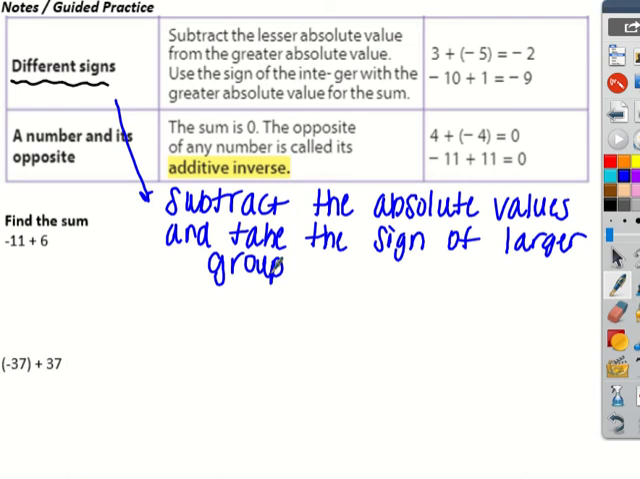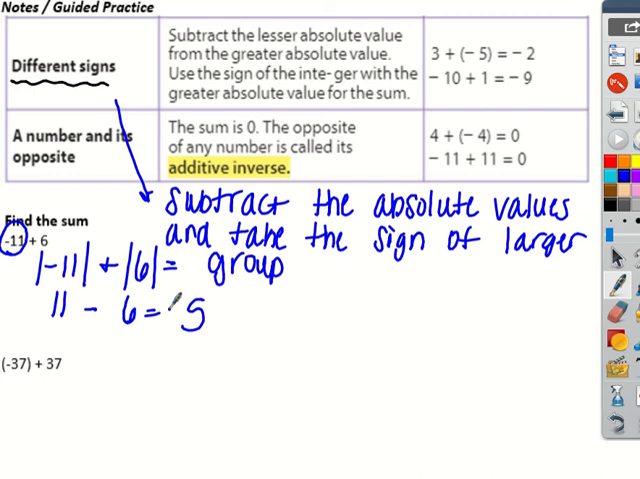And the reason we're going to say larger group, because again, in your head you can think, all right, I have 11 reds and I have 6 yellows. My bigger group is my 11. Okay, so let's tie this back to the absolute value. If I have a negative 11 and a positive 6, the absolute value of a negative 11 is 11. The absolute value of 6 is 6. If I subtract those two numbers, I get 5. Now, because my bigger group of chips will be a negative, my final answer is a negative.